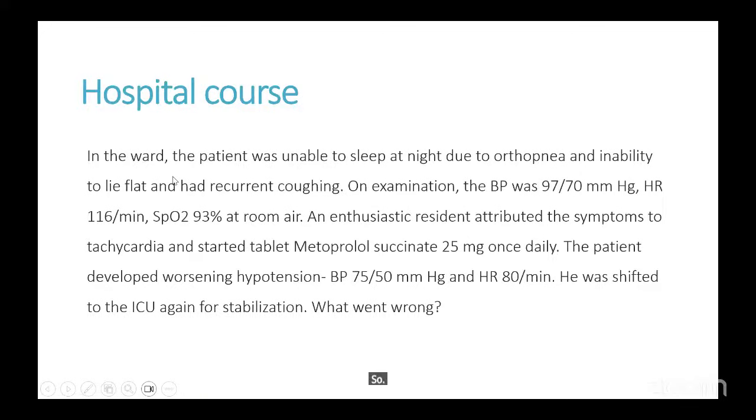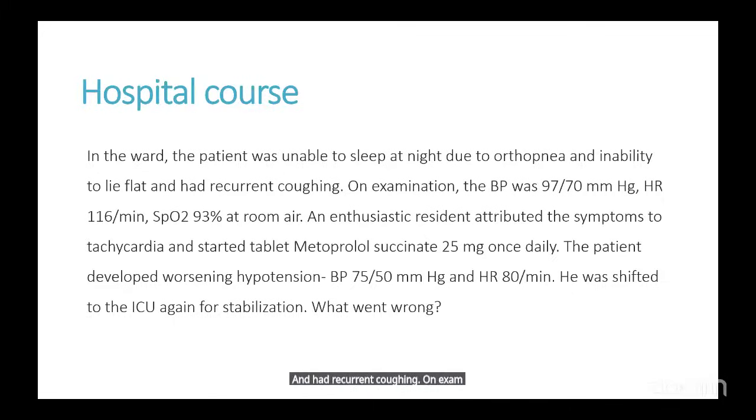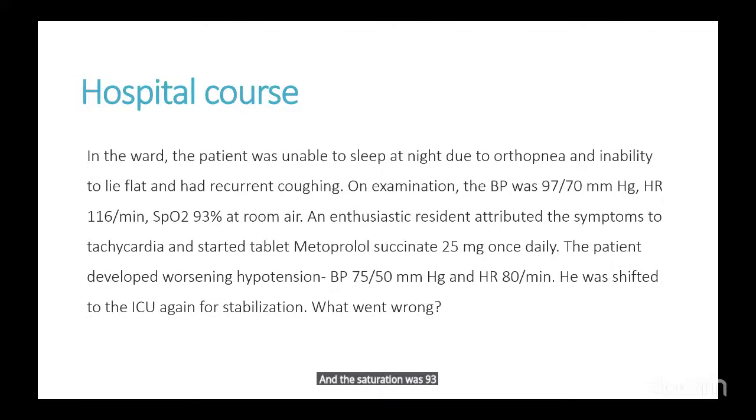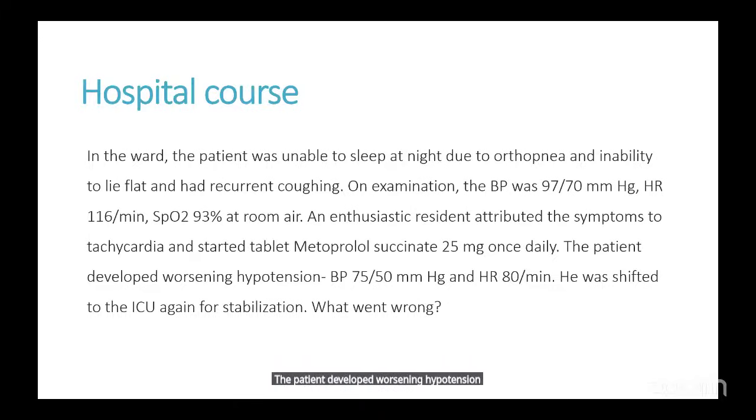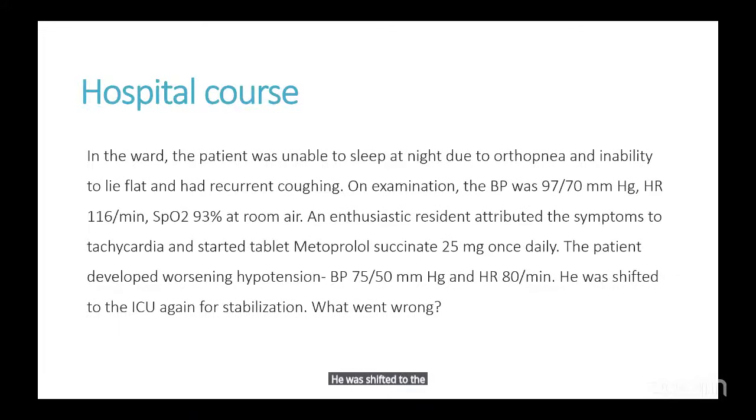So in the ward, the patient was unable to sleep at night due to persistent orthopnea and had recurrent coughing. On examination, the blood pressure was 97 by 70 millimeter mercury, heart rate was 116 per minute, and the saturation was 93% at room air. An enthusiastic junior resident attributed the symptoms to tachycardia and started the patient on metoprolol succinate, 25 mg once daily. The patient developed worsening hypotension with the blood pressure plummeting to 75 by 50 millimeter mercury and heart rate of 80 per minute. He was shifted to the ICU again for stabilization.